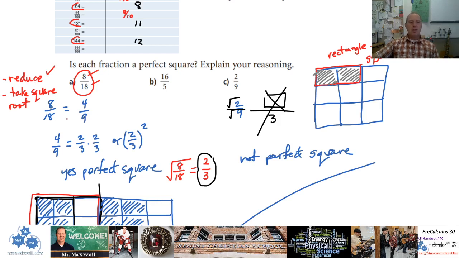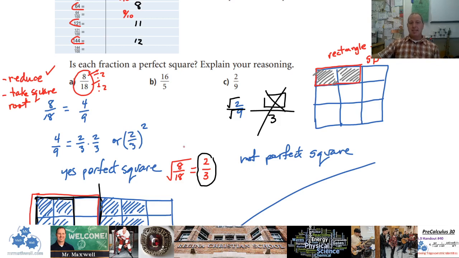Because 8 over 18 actually reduces, if you divide each of these by 2, it reduces to 4 over 9, and you should recognize 4 and 9 as being perfect squares. So actually, when you reduce something, you're not actually changing it, you're just simplifying it, okay? And so really, this is 4 over 9 in disguise. So this is a perfect square.